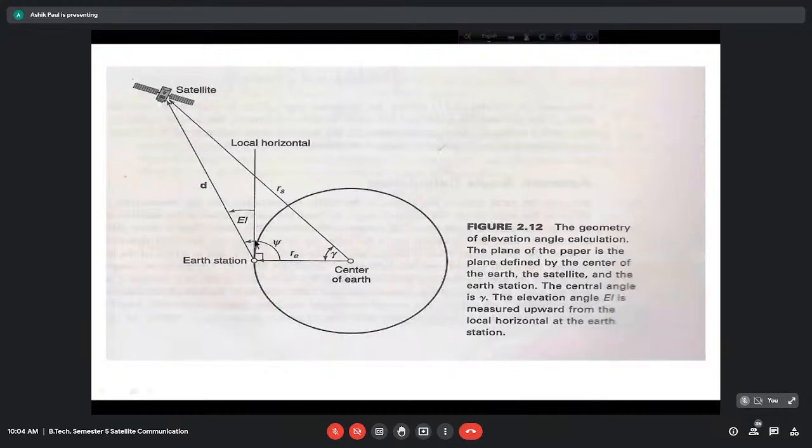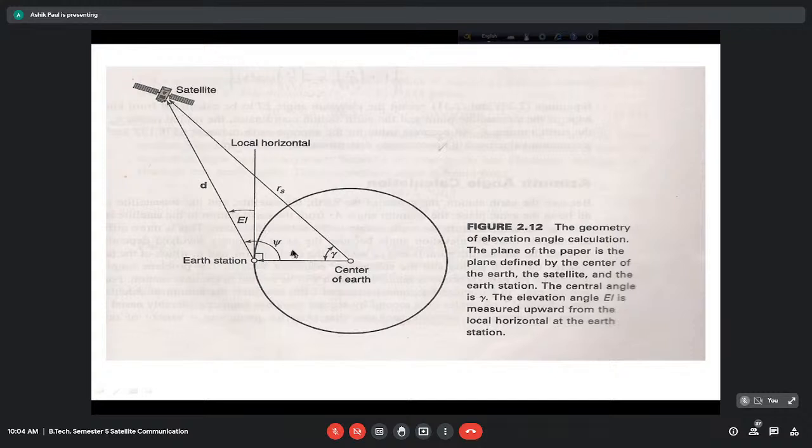This is very important to understand: the local horizon will be different at different points on the surface of the Earth because of the curvature of the Earth. It will be different at different points. So, keeping that in mind, if we join the center of the Earth with the Earth station and also the center of the Earth with the satellite, the angle in between, let us define that as gamma.